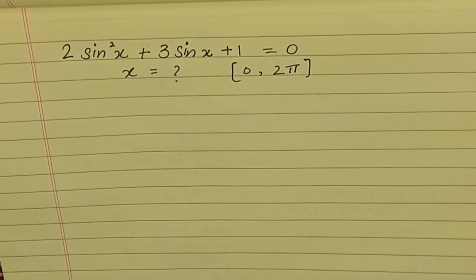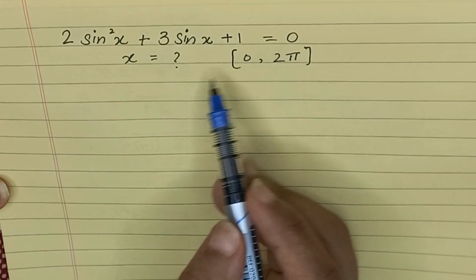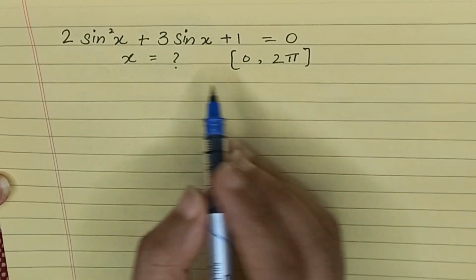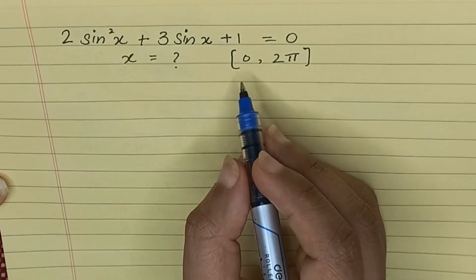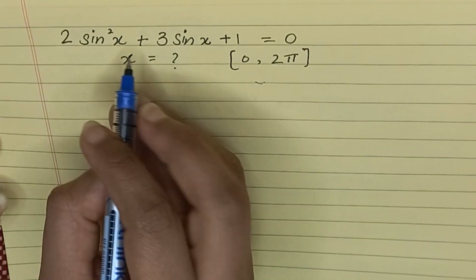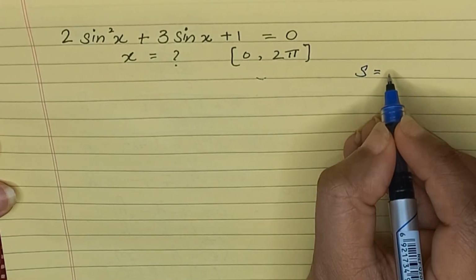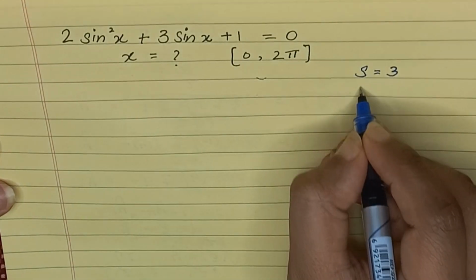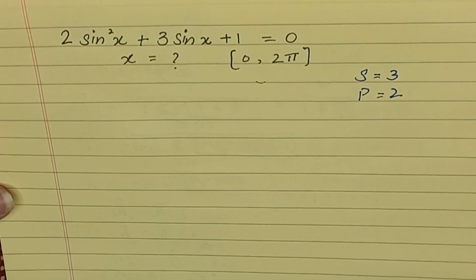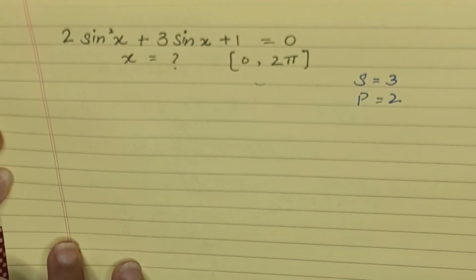Hello friends, here we have question 2: sine square x plus 3 sine x plus 1 is equal to 0. It is a quadratic form of trigonometric equation and we have to find the value of x from 0 to 2 pi. So it is a quadratic equation. The sum will be equal to 3 and the product will be equal to 1 times 2, so the product will be equal to 2. We will also apply the quadratic formula and find the values of sine x.